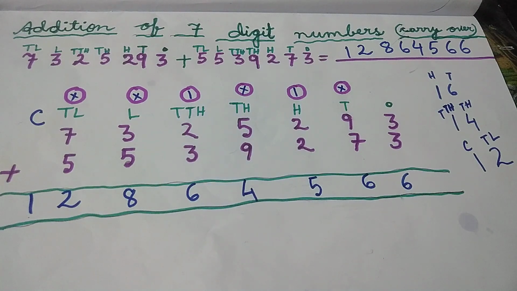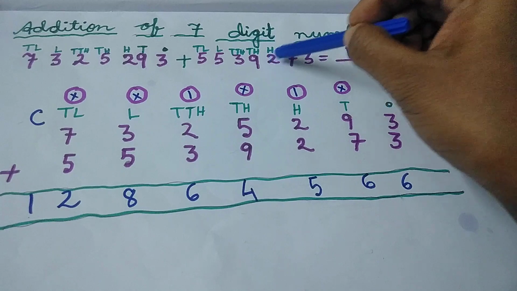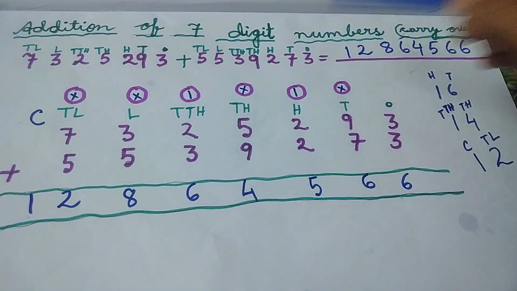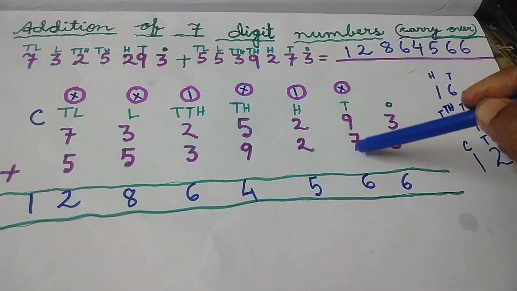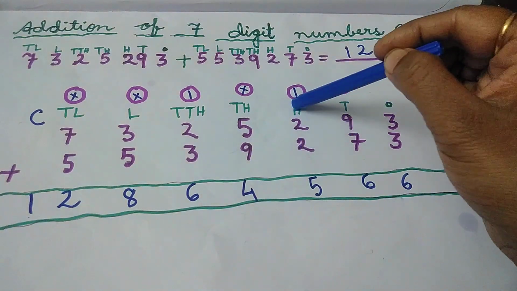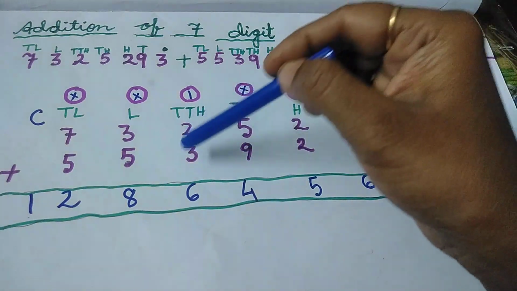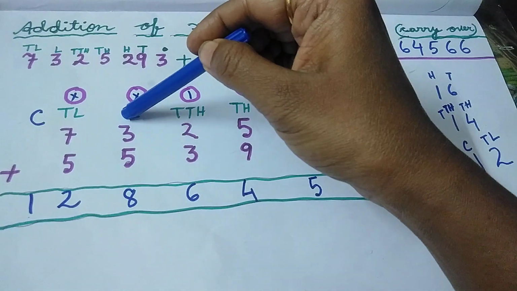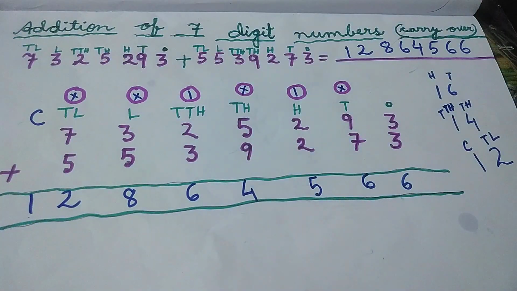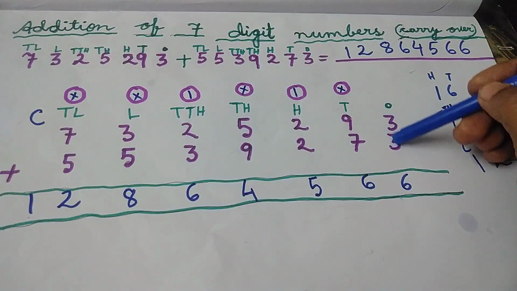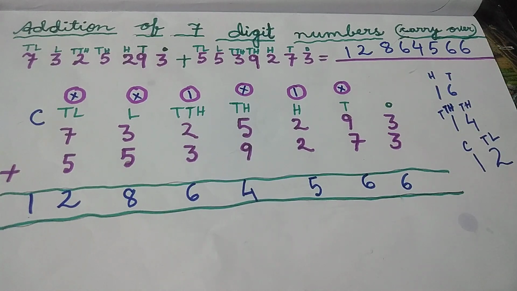Children, in a similar way, write all the digits of this number in their respective houses or respective places. Now start adding the digits from your right side.